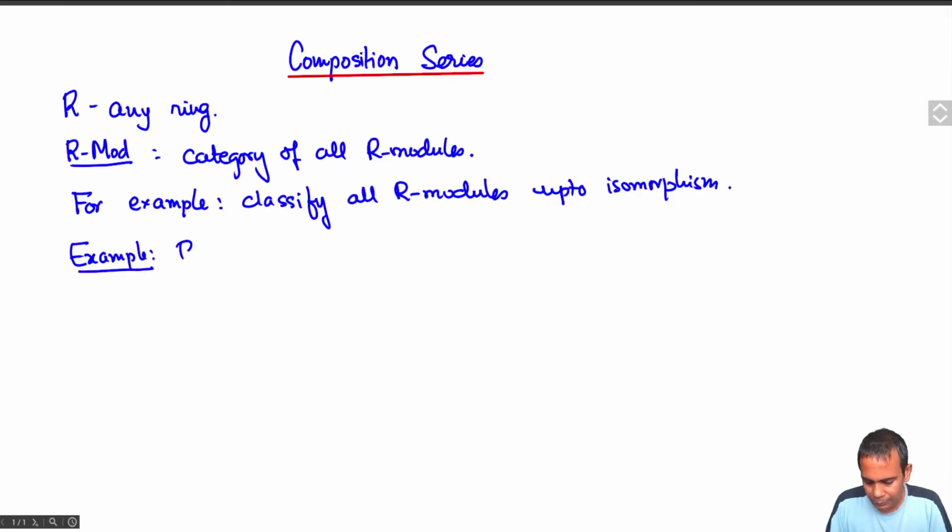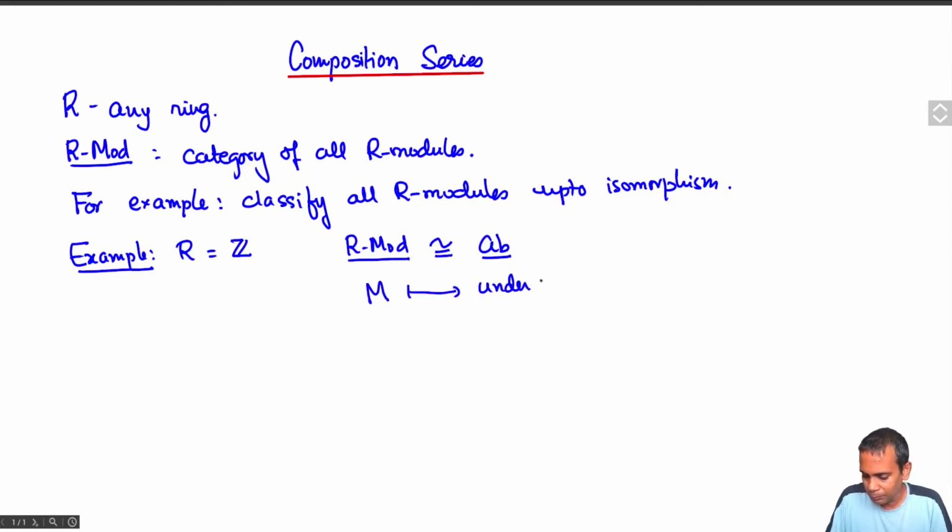Let's take R to be the ring Z, and we know that R modules are the same as abelian groups. The category R-mod is isomorphic to the category Ab of abelian groups. How does this work? Well, if you have an R module M, you can just take it to the underlying abelian group. And if you have an abelian group G, you can put the structure of a Z module on it, just to be clear, we're talking only about Z.